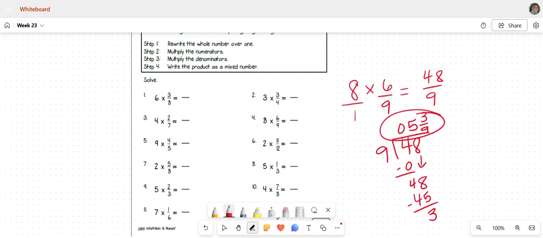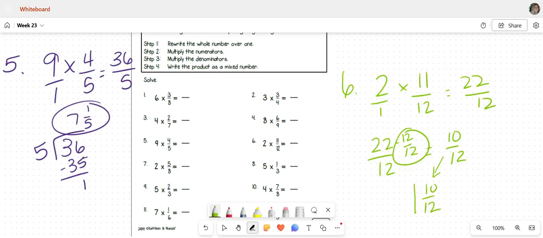All right, there is all of your work for number 4. 8 times 6/9 equaled 48/9. And then you divide your numerator by your denominator, and your final answer is 5 3/9. Work on numbers 5 and 6, and when you finish them both, unpause and check your answers.